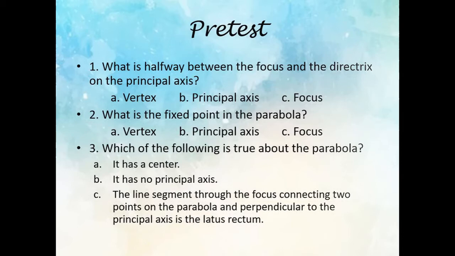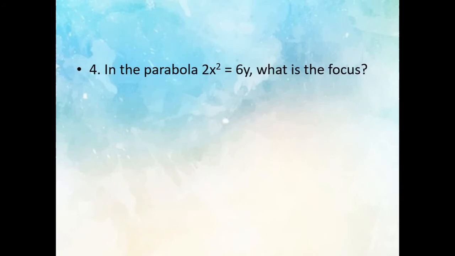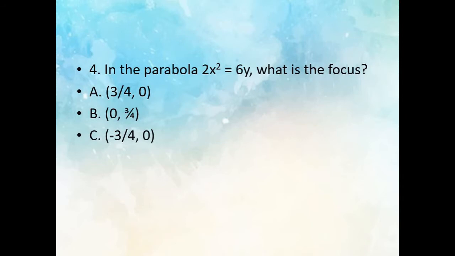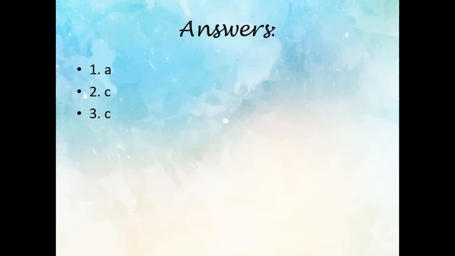Number 4. In the parabola 2x squared is equal to 6y, what is the focus? Letter A. 3/4, 0. Letter B. 0, 3/4. Letter C. -3/4, 0. Let us now have your answers. Number 1. A. Number 2. C. Number 3. C. And number 4. B.